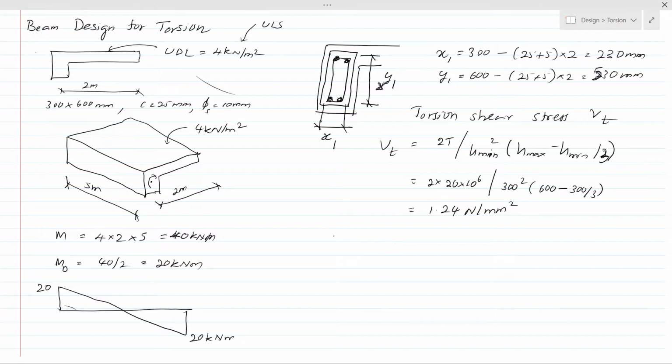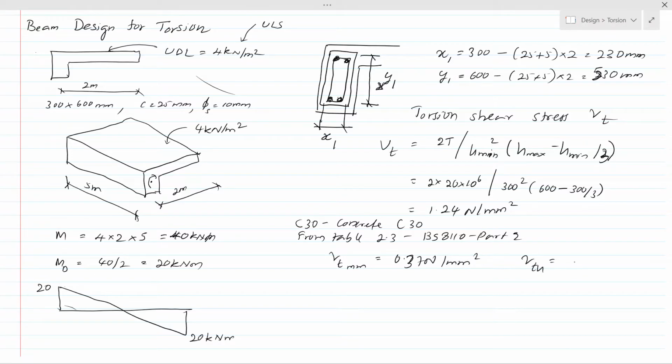For this example we can consider the concrete grade as C30. From table 2.3 of BS 8110 part 2, we can find vt minimum and vt max. The minimum shear stress for torsion is 0.37 newtons per millimeter square, and vt max is 4.38 newtons per millimeter square. Based on the concrete grade we can obtain these values. These values are given in the standard, so you don't need to worry about that.